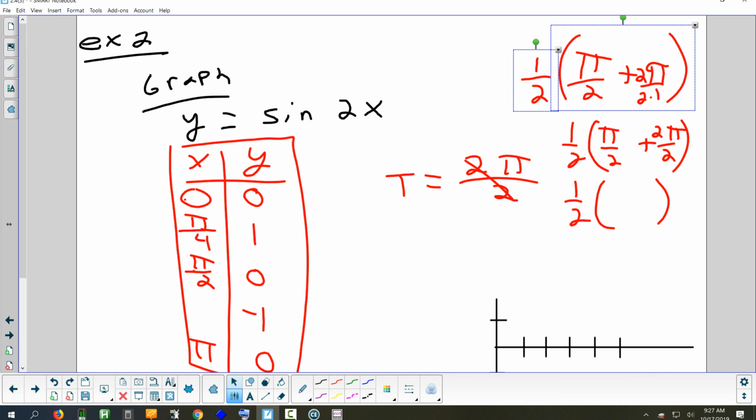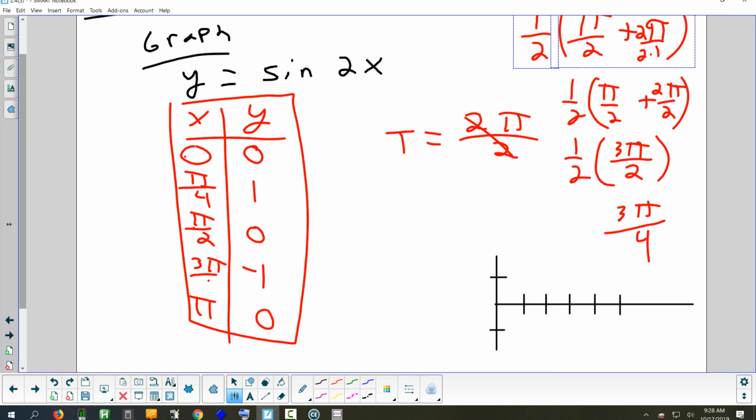Okay. What's pi over 2 plus 2 pi over 2? 3 pi over 2. Now multiply straight across. 1 times 3 pi, 2 times 2. 3 pi over 4.